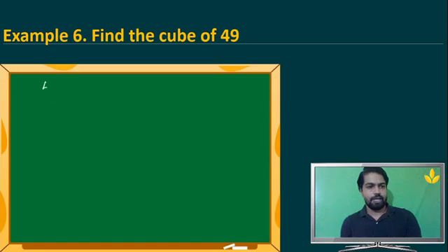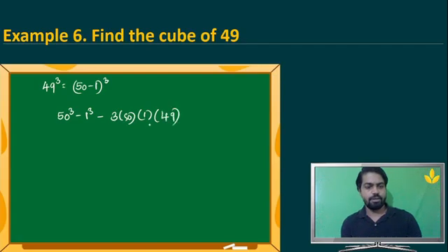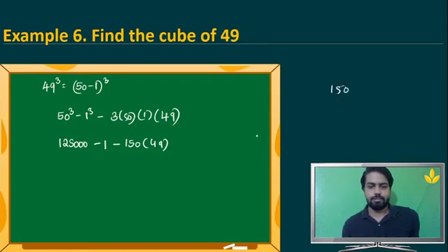Last number 49. Just for you to understand how to use negative, I am just using this. 50 minus 1 whole cube. So that is 50 cube minus 1 cube minus 3 into 50 into 1 into 49. Right? And 50 cube is 125 followed by 3 zeros. And we are subtracting 1, minus 3 into 50 is 150 into 49. So 150 into 49. I'm going to keep this 0 here. So it's going to be 15 into 49 then. Not 150 now, 15 into 49.